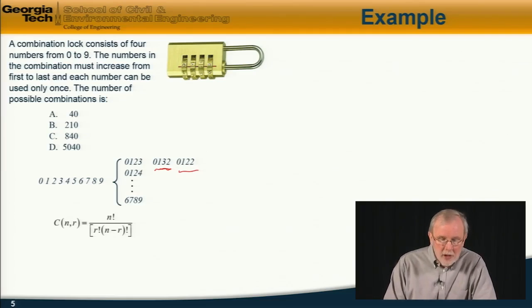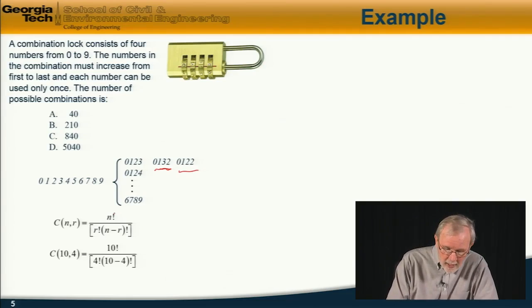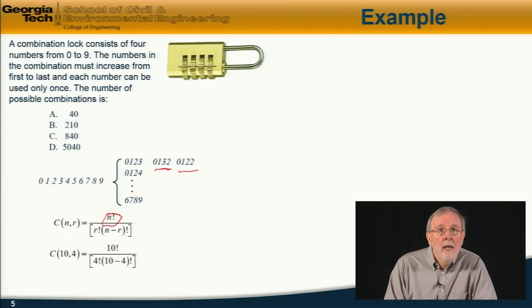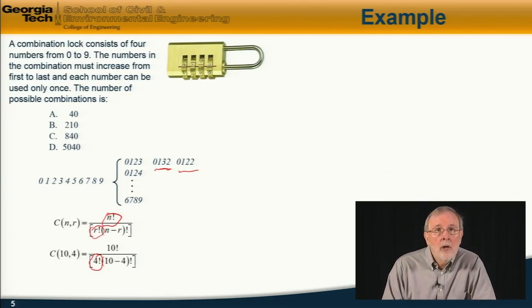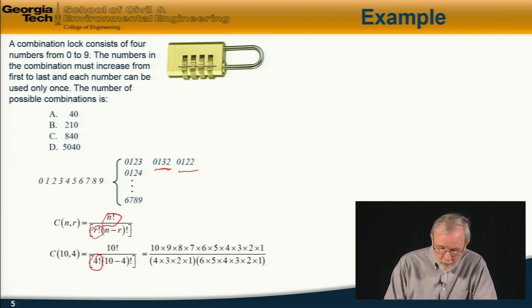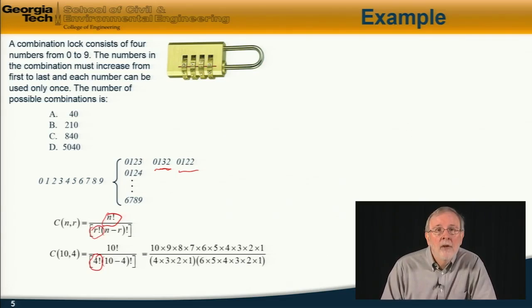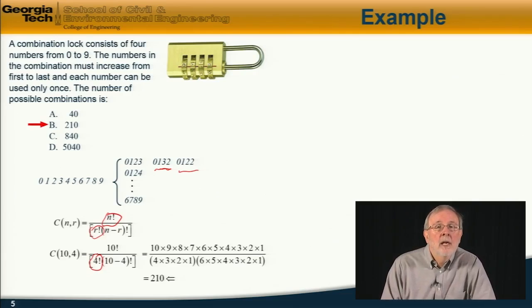So again, this is a combination problem. The answer is C(n,r), the usual equation. And in this case, we have n is equal to 10. There are 10 digits. And r is equal to 4. There are 4 digits in the final set. So expanding that out, we have this number, and computing that, the answer is 210. So the answer is B.